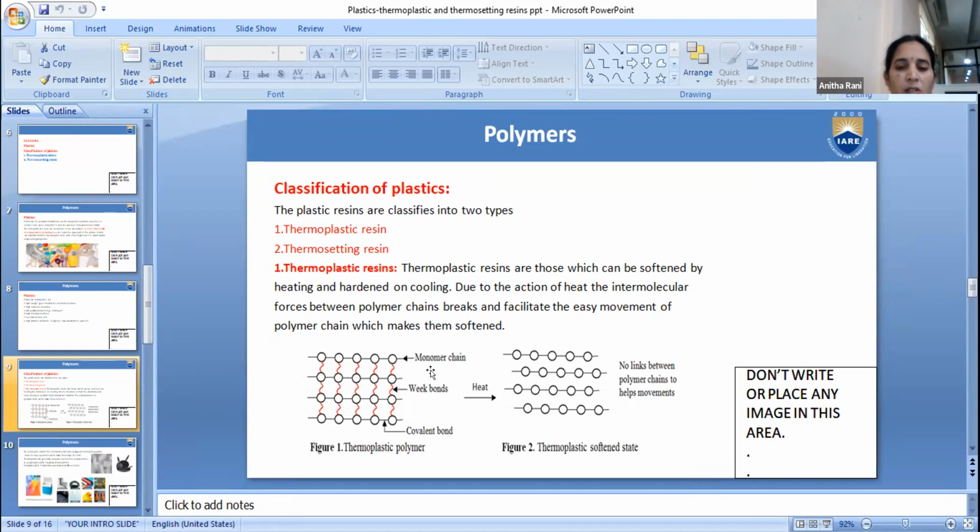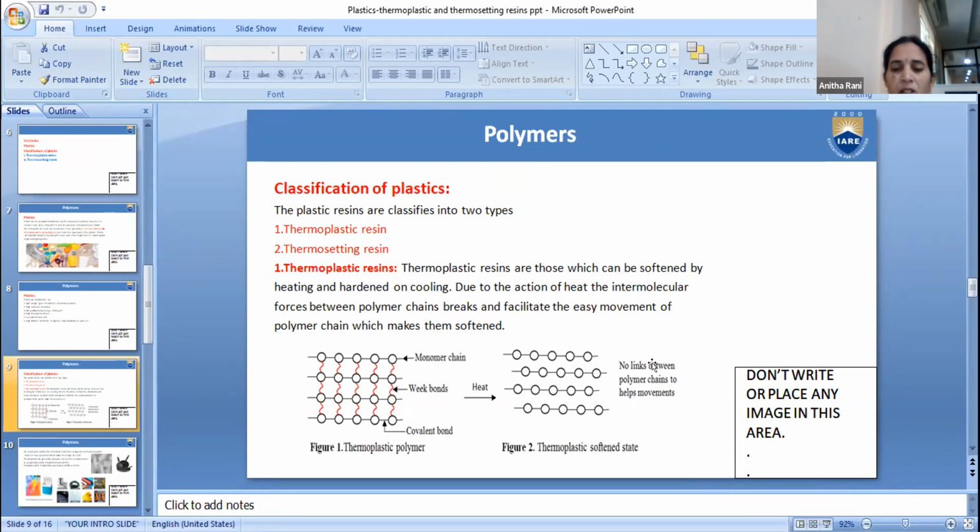Due to the action of heat, the intermolecular forces between the polymer chains break and facilitate easy movement of the polymer chains. You can see here that when we apply heat, the chains break apart. Due to this breaking between the polymer chains, we can mold it into any shape. It facilitates the easy movement of polymer chains, which makes them soft.